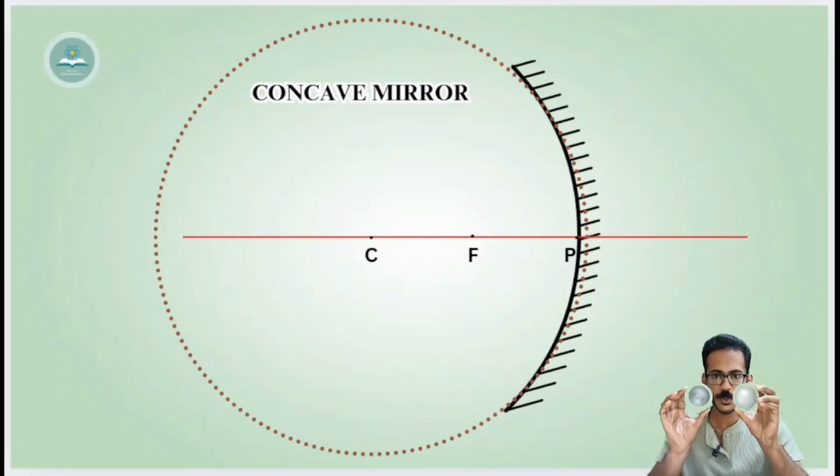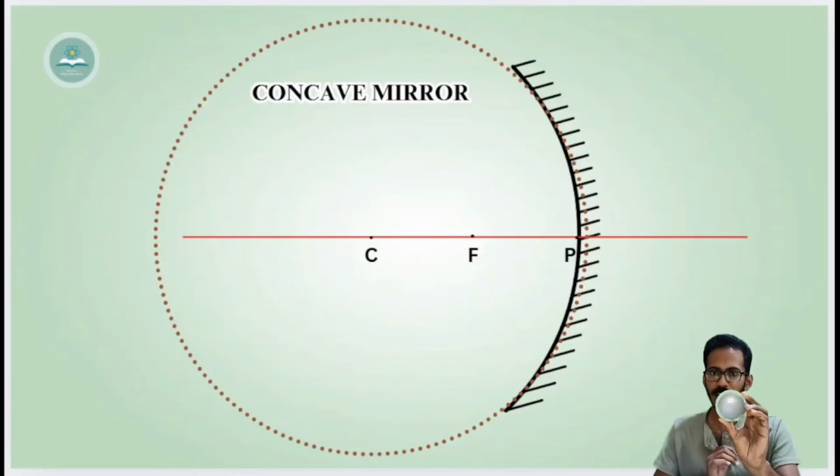Now, you can see a reflecting surface inside. The outside portion is not reflecting, it is rough. So we call it a concave mirror. You can see the reflecting surface is curved inwards. So it's a concave mirror.